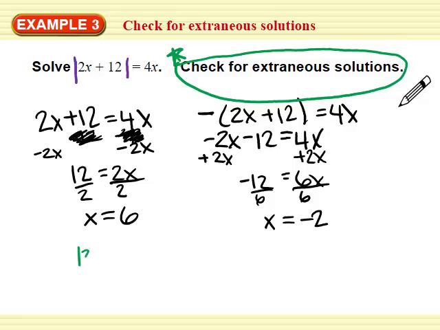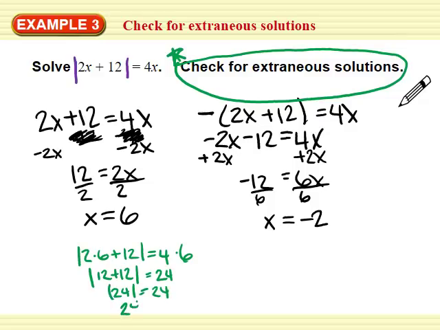Let's check our solutions. 2 times 6 plus 12 should equal 4 times 6. If we check our work, 12 plus 12 equals 24. Absolute value of 24 equals 24. 24 does equal 24. So this is a solution. So we want to make sure that we identify that it works. If you just leave your solutions, I don't know if you check them or not. By showing this little bit of work, I know you checked it and I know it's true. And to be honest, we should always check our solutions no matter what we think, just to make sure we're right, especially on an assessment.